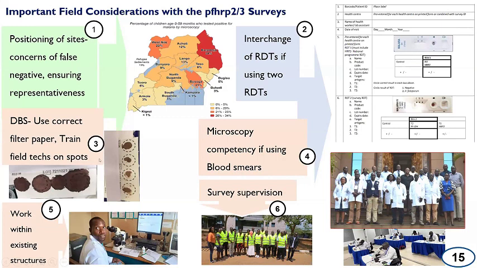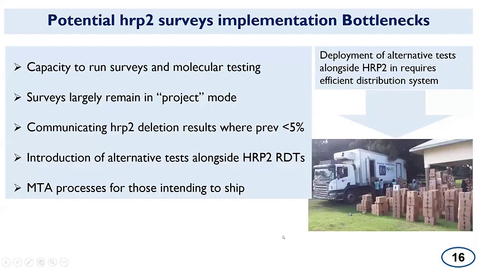And then number three, you have to make sure that there is good collection of DBS, which can be a mess if not done very well. In terms of microscopy, if you are using HRP2 RDTs and blood smear, you've got to make sure that you have competent slide readers who are going to do quality work. So it is important, number five, to work within the existing structures so that you don't have to constitute your project teams parallel to the existing structures, but also supervision was important to make sure the work is done very well. There are potential bottlenecks while you implement.